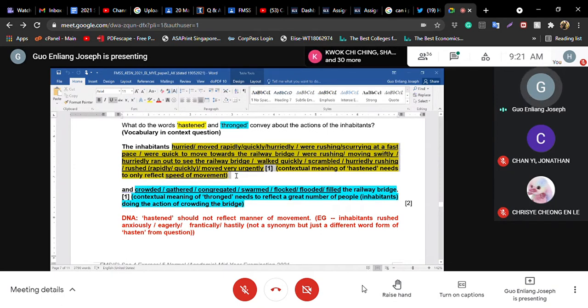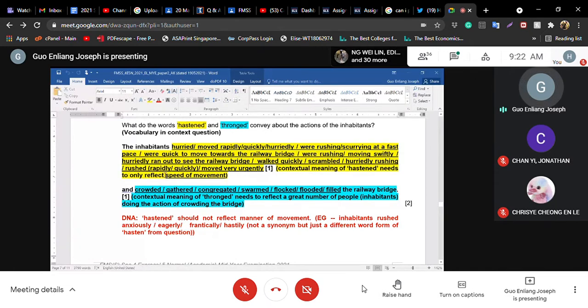Okay, the keywords only. So, when you talk about somebody hastening, the hasten meaning means you're hurrying or you're moving rapidly or quickly or you're rushing, scurrying at a fast pace, or moving swiftly, or you scramble or hurriedly rush, rapidly, for example, or very urgently. So all these are acceptable. All these reflect the contextual meaning of hasten.